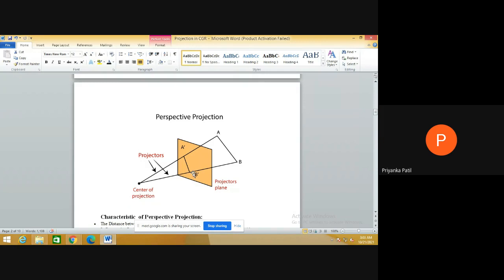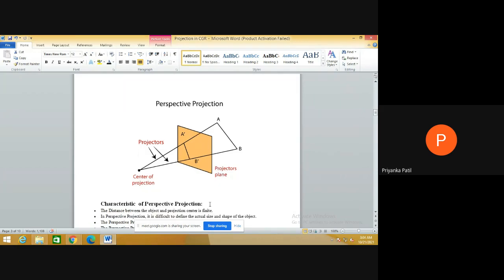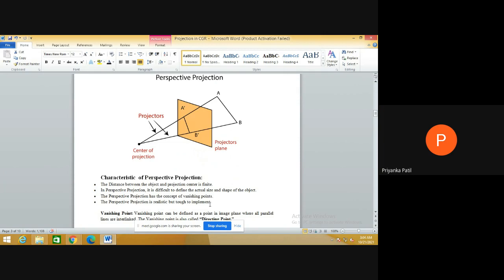Okay, so the characteristics of perspective projection are here. The distance between the object and the projection center is finite. Next, the perspective projection is realistic but tough to implement, because it preserves the originality of the given object. So it is quite tough to implement because we need to maintain the realistic view of that given object. So the perspective projection has the concept of vanishing point.